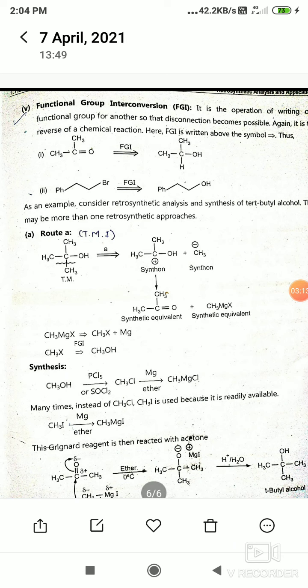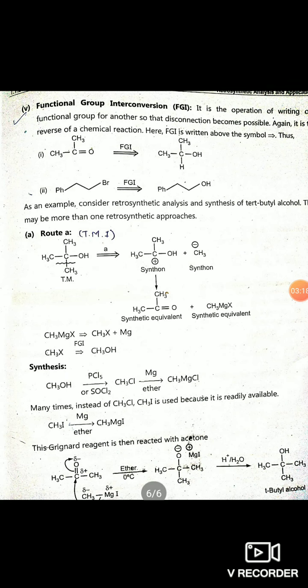For example, tertiary butyl alcohol in retrosynthesis. First, the disconnection of tertiary butyl alcohol: the CH3 is disconnected, then the formation of a carbocation as a synthon plus CH3 minus. These are two synthons. Then the oxygen hydrogen bond is broken, and then the formation of a carbon oxygen double bond is a synthetic equivalent, and also CH3MgX is the synthetic equivalent of synthon CH3 minus.